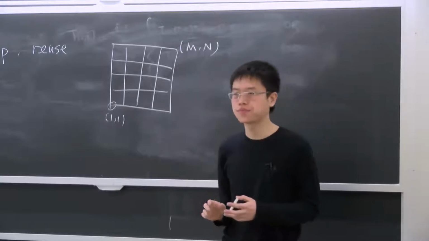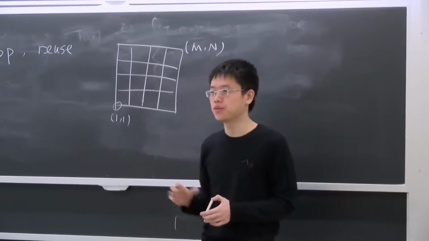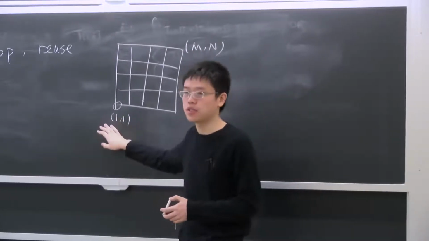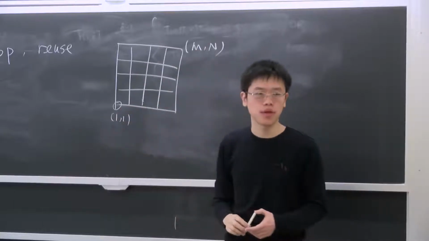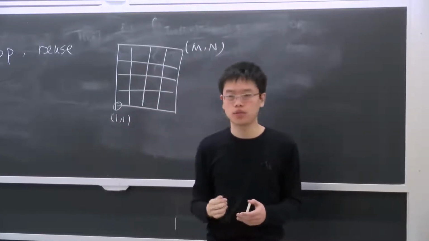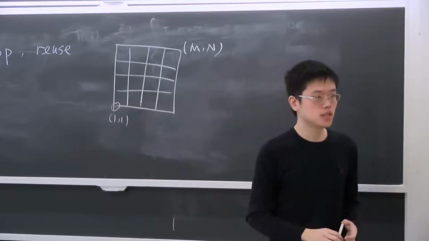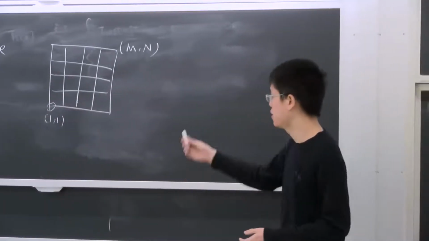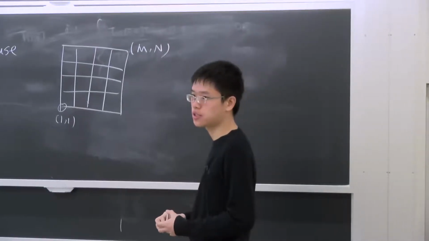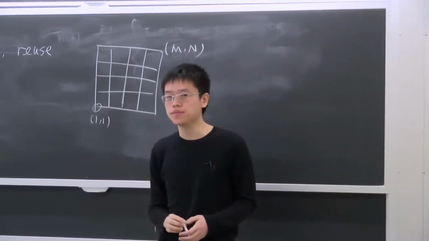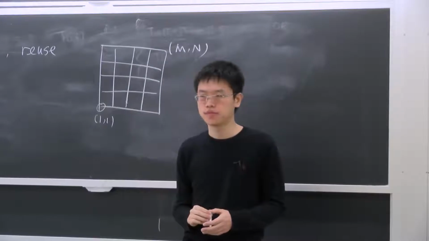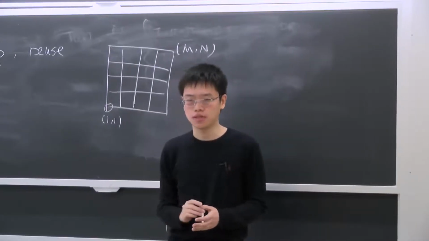Is the question clear? So we have a robot at coordinate (1, 1). It wants to go to coordinate (m, n). And every step, it can either take a step up or take a step to the right. How many distinct paths are there that can take the robot to its destination? Any ideas how to solve that?